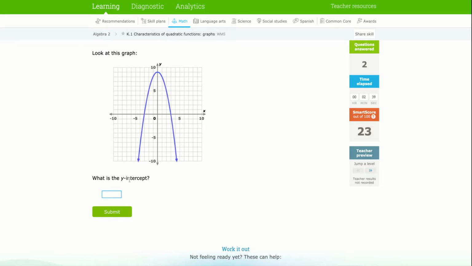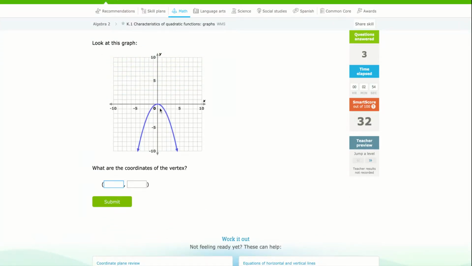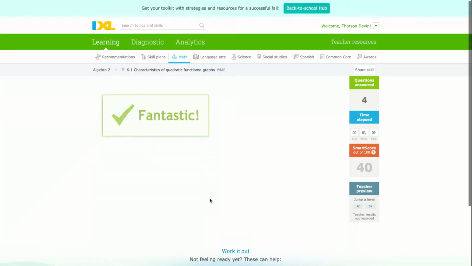Then again, what is the y-intercept? Okay, where does it cross the y-axis? Well, right up here at 9. I really wish they asked this as a point because it crosses the y-axis at (0, 9), but they just want the y value. Okay, what is the coordinate of the vertex? Again, the vertex is right at the origin, right where the x and y-axis intersect, so its x value is 0 and its y value is 0. So remember, vertex is the very lowest or highest point. That's the very highest point of that quadratic.